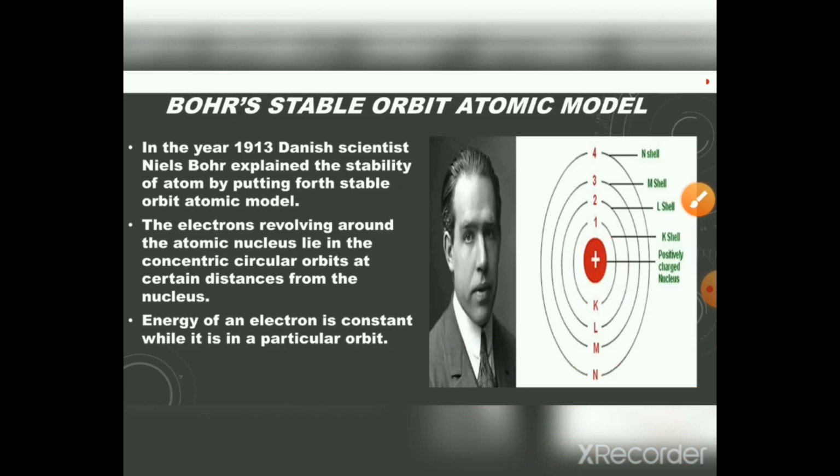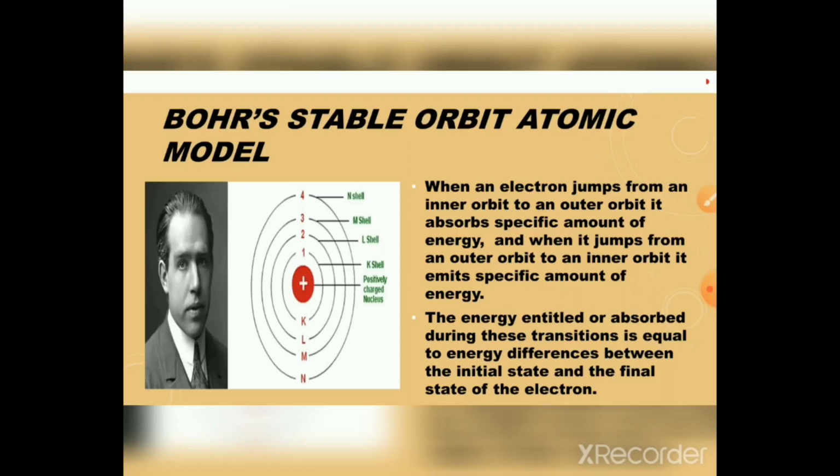In the year 1913, Danish scientist Niels Bohr explained the stability of the atom by putting forth the stable orbit atomic model. Electrons revolving around the atomic nucleus lie in concentric circular orbits at certain distances from the nucleus. The energy of an electron is constant while it is in a particular orbit.